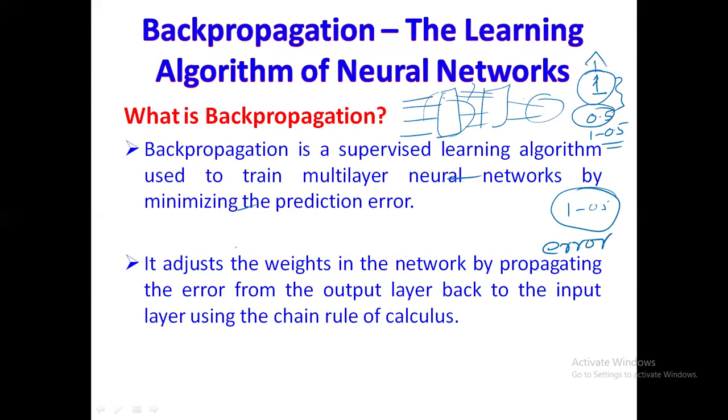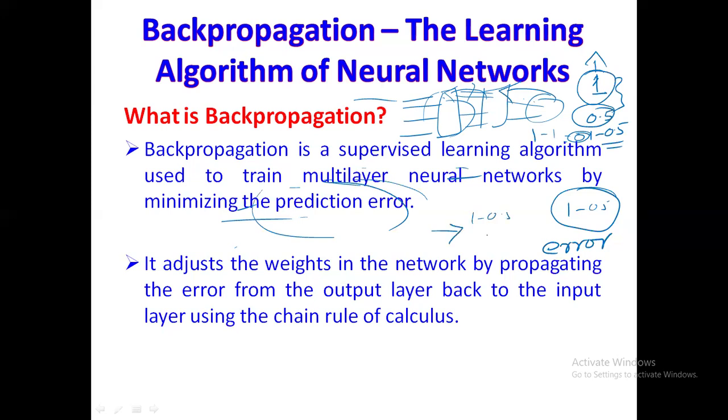In these types of cases, we use the backpropagation algorithm. It will send the output back from the hidden layer to the input layer. So it goes forth and back until we get 1 minus 1, that is convergence, where the error is equal to 0. The backpropagation algorithm is a supervised learning algorithm. It is used to train multi-layer neural networks by minimizing the prediction error. Here, our ultimate aim is to minimize the error.